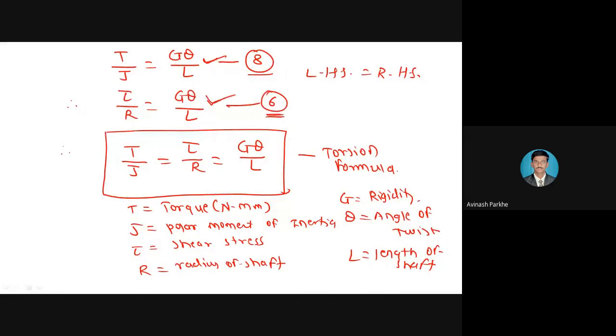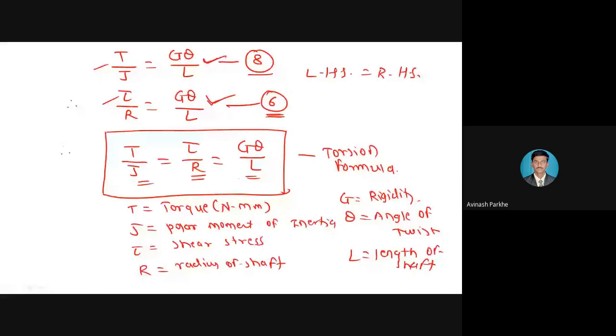Therefore, the right hand sides are equal. Therefore, the left hand sides also become equal. And finally, I have written the final equation by comparing equation number 6 and equation number 8. T upon J is equal to tau upon R is equal to G theta by L. So that particular final equation is called the torsion formula.